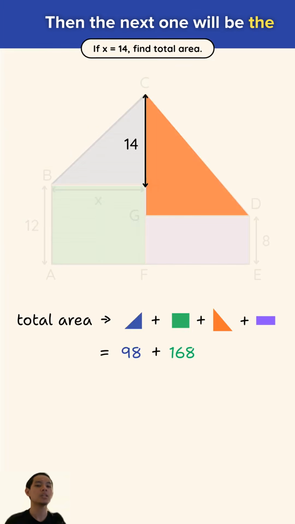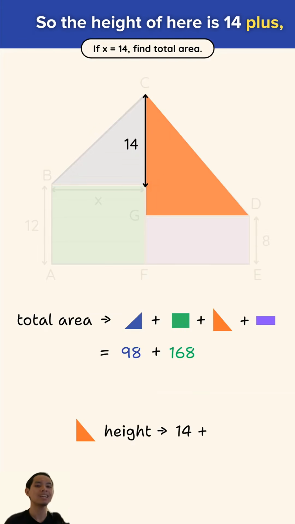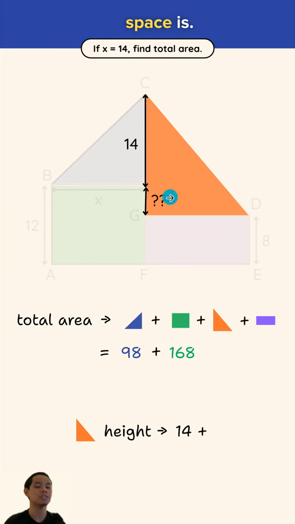Then the next one will be the orange triangle. So we know that one side of the orange triangle is 14, but we still have some space because 14 here is from the blue triangle. So the height here is 14 plus, but the thing is we still need to figure out what this empty space is. So we have some hints.